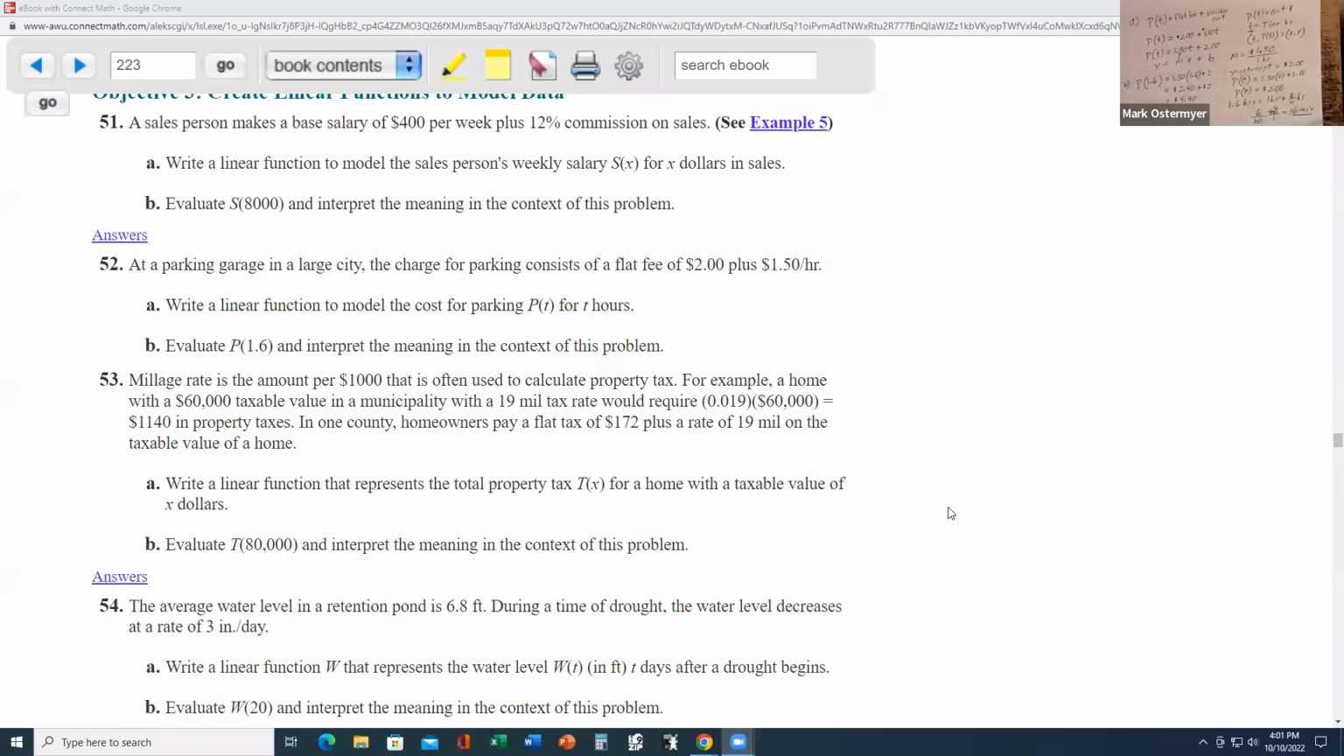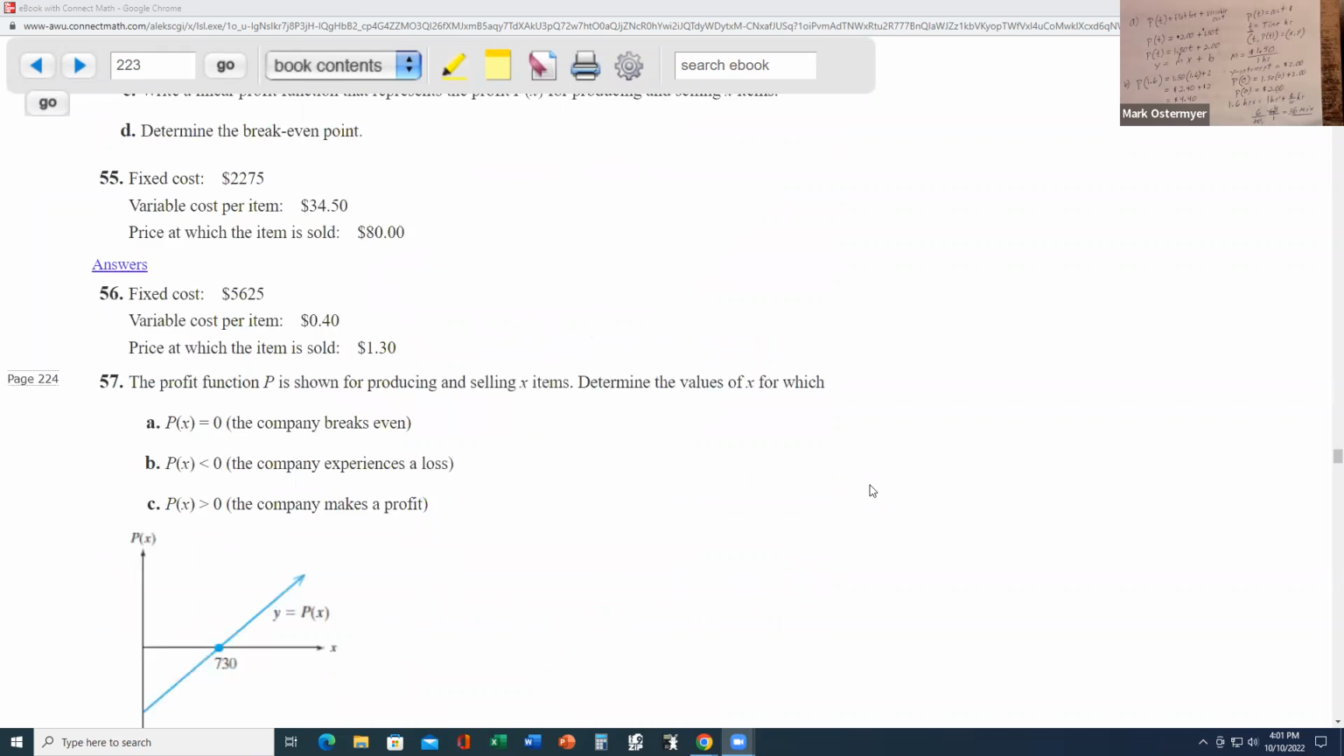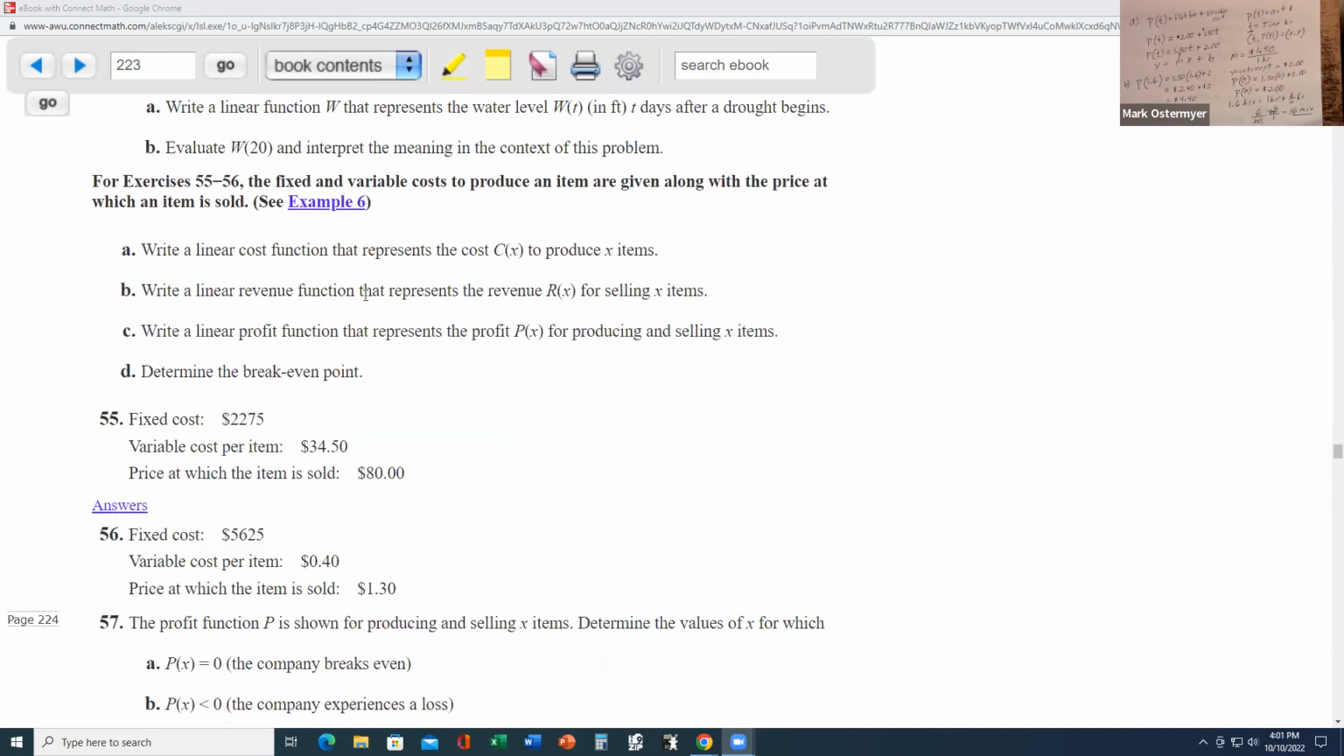Okay. Next one, number 56. For these problems here, the fixed and the variable cost to produce an item are given along with the price at which an item is sold. They want us in A to write a linear cost function that represents the cost C of X to produce X items. B, write a linear revenue function that represents the revenue R of X for selling X items. C, write a linear profit function that represents the profit P of X for producing and selling X items. D, determine a break-even point. Okay, so they got us doing everything here.